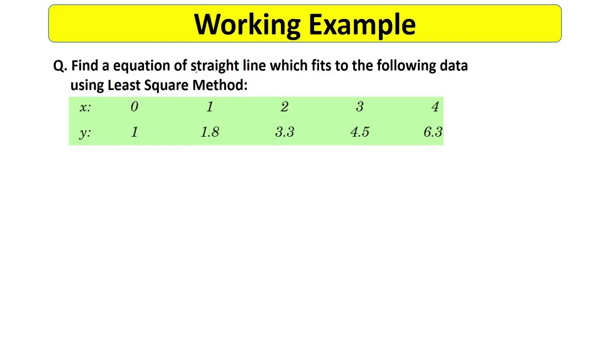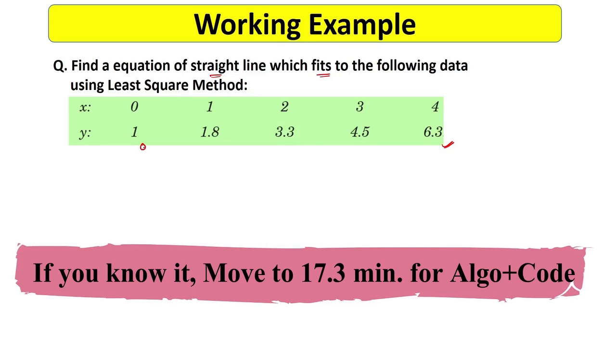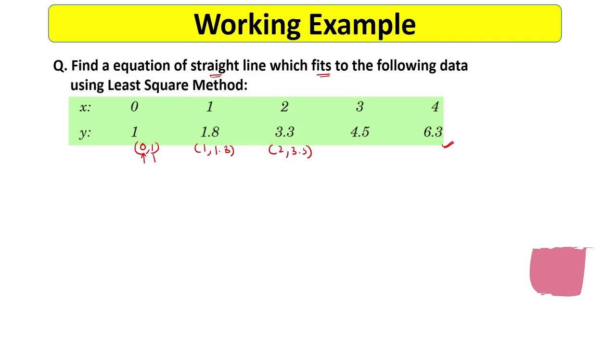So here is our working example. In this question, we have to find the equation of a straight line which can fit the given data points. We are given the data points x and y. x is given as 0, 1, 2, 3 and so on, and y values are given as 1, 1.8, 3.3 and so on. So the first data point is 0, 1, the second is 1, 1.8, the third is 2, 3.3 and so on. This is the x value and this is the y value. We have to use the least square method to find this equation of the straight line or the curve.